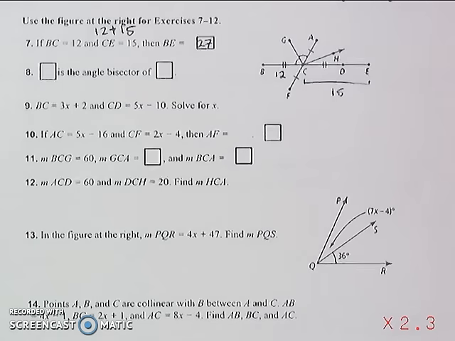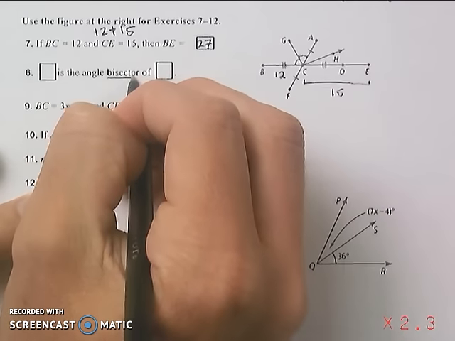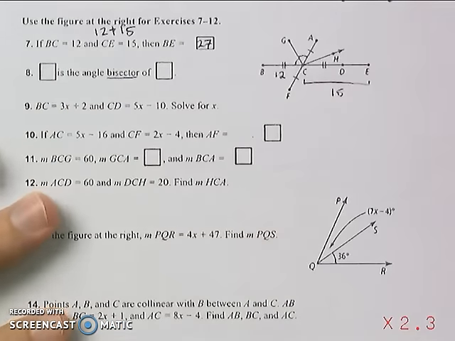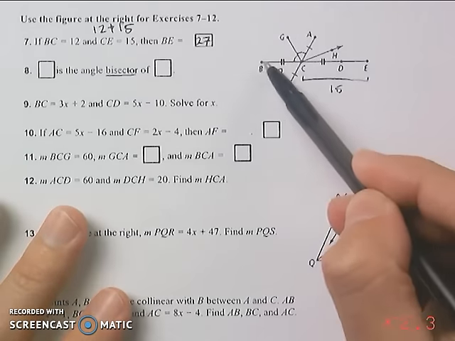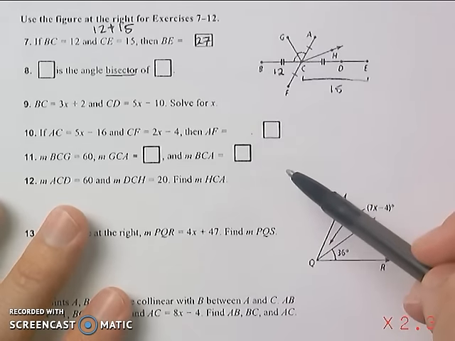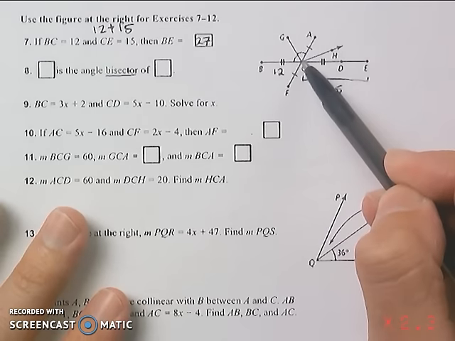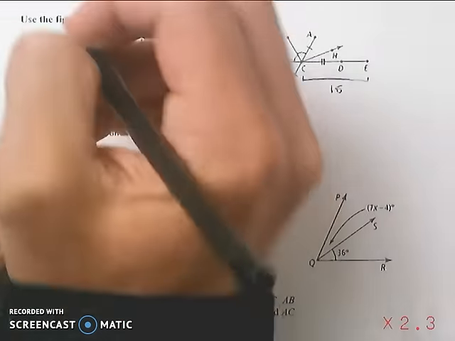Blank is the angle bisector of blank. Okay, our keyword is bisector. It means it cuts something into congruent pieces, and it's an angle. So we have to look for congruent angles. And I see congruent angles in BCG and GCA. Since those angles are congruent, I know the bisector has to be the segment in between, which is going to be GC. So we're going to go ahead and say GC.